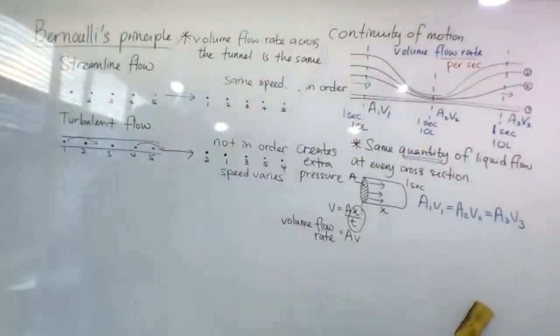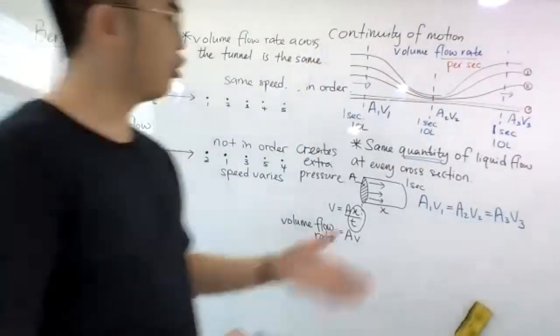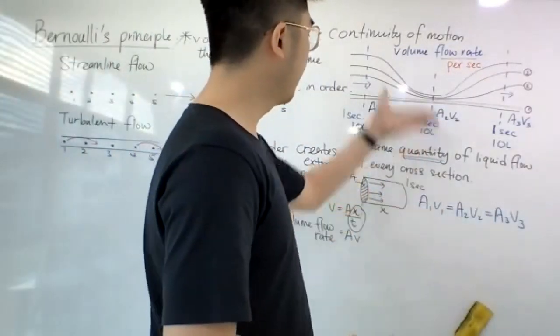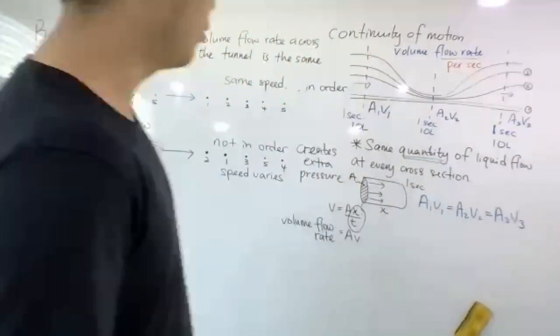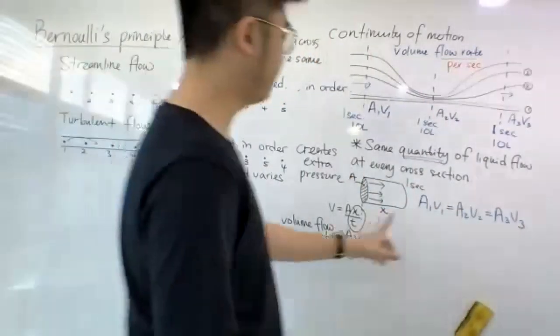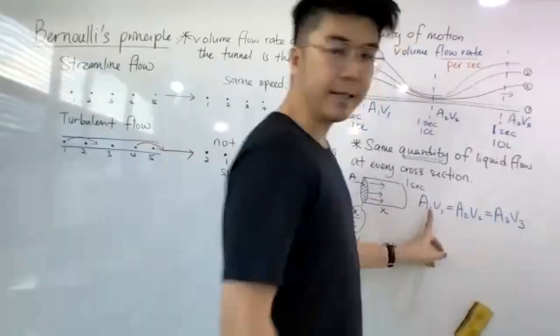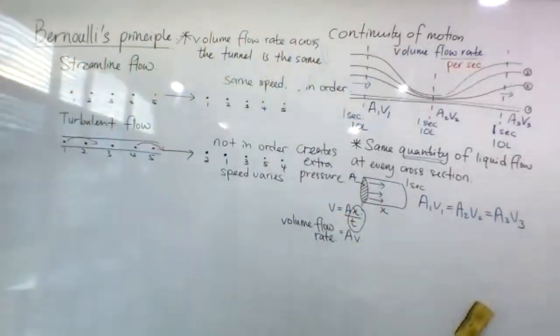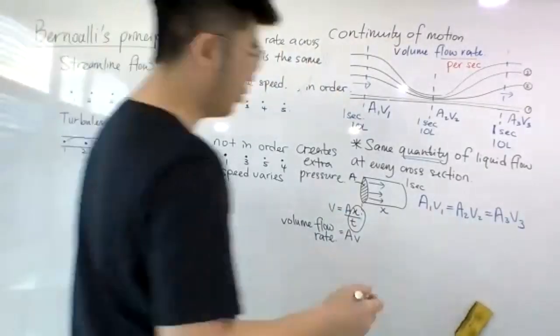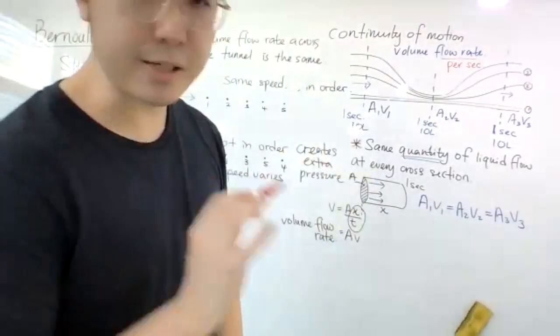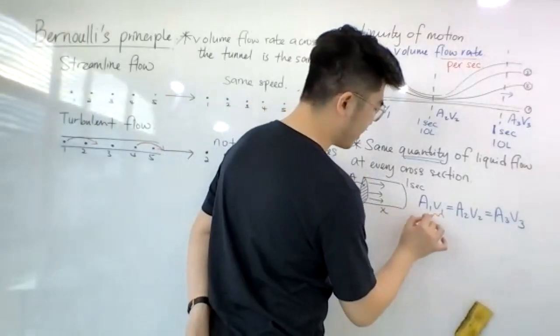Now, what does this tell us? Why do we want to know this? What is important about this? See, when the area decreases, what happens to the V? You know that this has to be the same as this.